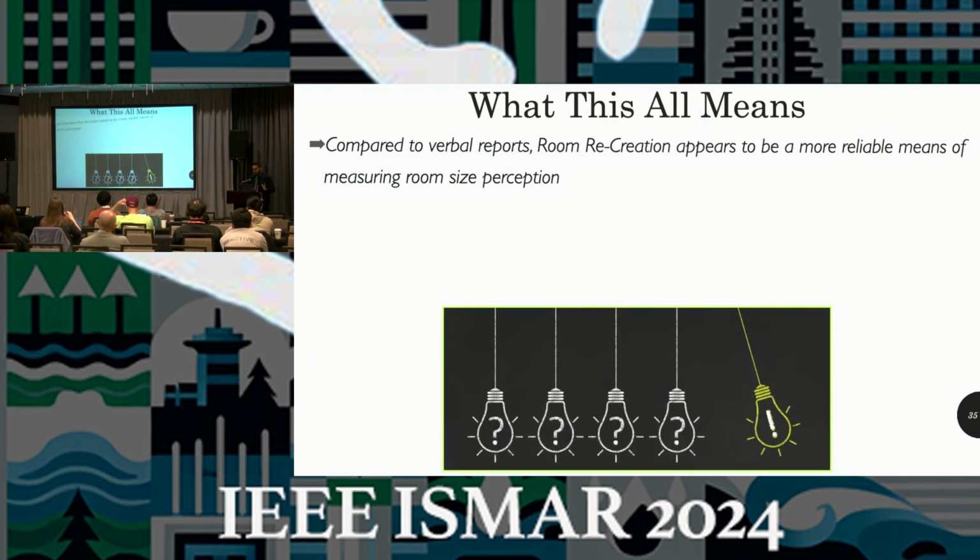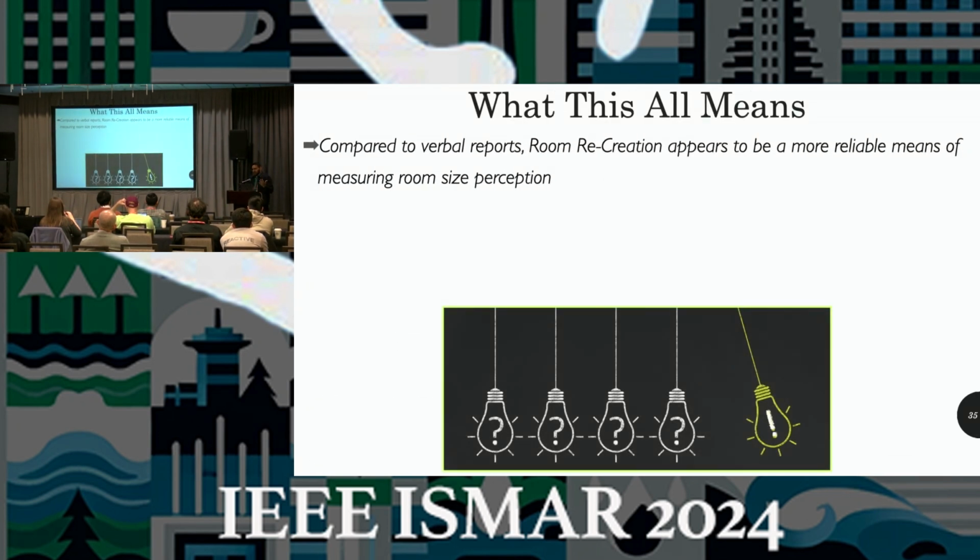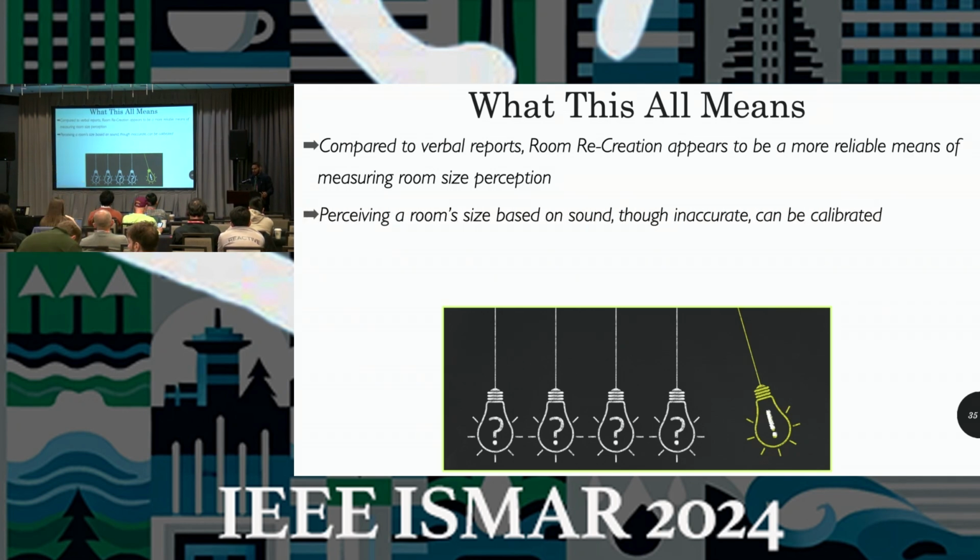So what does this all mean? Compared to verbal reports, room recreation created by Gagnon and Janine over there appears to be a more reliable method to measure perceived sizes of rooms, both visually as well as orally. Perceiving a room's size based on sound, though inaccurate, can be improved through calibration.